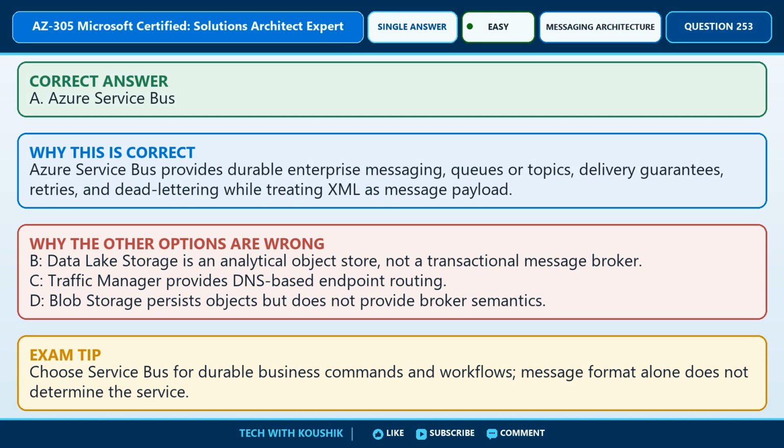The requirement is satisfied because Azure Service Bus provides durable enterprise messaging, queues or topics, delivery guarantees, retries, and dead lettering while treating XML as message payload. The other choices do not satisfy the requirement because B, Data Lake Storage is an analytical object store, not a transactional message broker. C, Traffic Manager provides DNS-based endpoint routing. D, Blob Storage persists objects but does not provide broker semantics. The key takeaway is choose Service Bus for durable business commands and workflows. Message format alone does not determine the service.